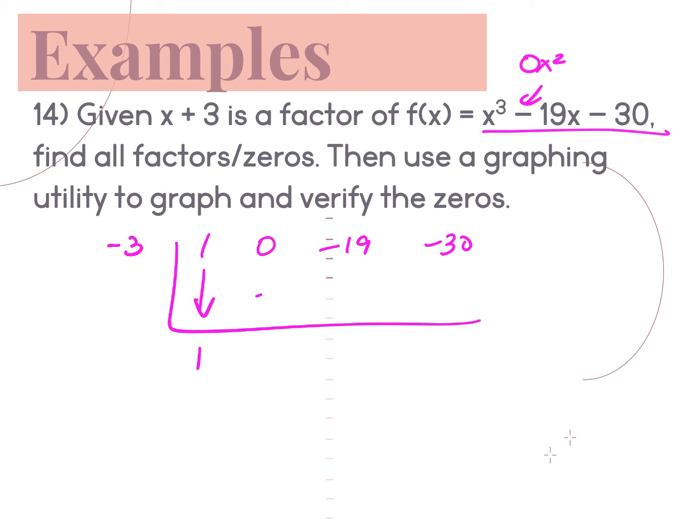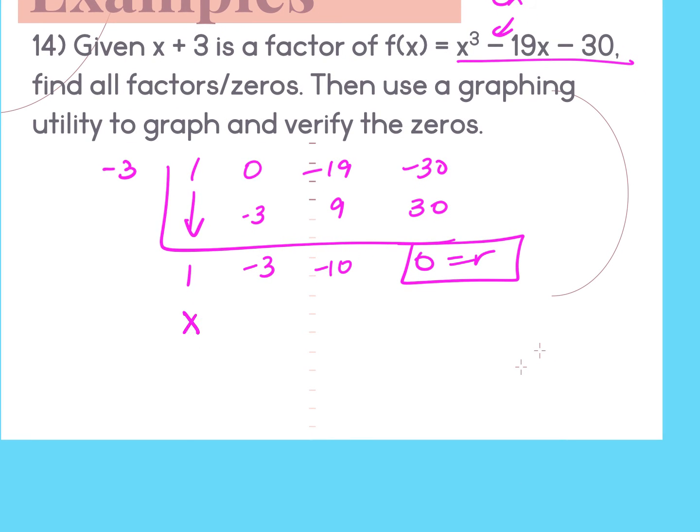Bring down the 1, multiply it, add it, multiply it, add it, multiply it, add it. If this is not 0, you did something wrong. If it blatantly says this is a factor and that's not 0, then something's wrong. So you can always catch it from there. But then I get, this would be x squared minus 3x minus 10. Is that factorable? Yes, right? You saw it happen yesterday. It would be negative 5 and positive 2.